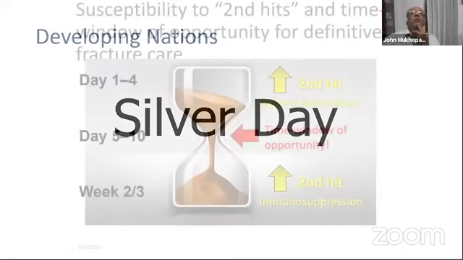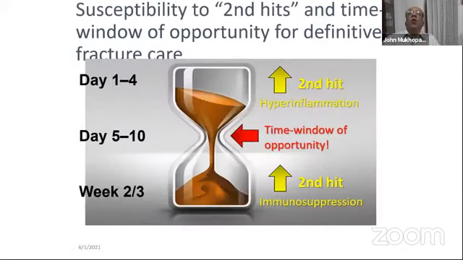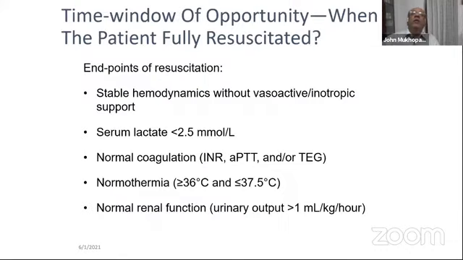There's also a time window which has been worked out in terms of opportunity to do definitive care in these major trauma patients. So I think within the first 3 or 4 days, you have the risk of second hit or hyperinflammation. And then the next 5 days or so is the time window for opportunity. So do your damage control, wait for things to settle down, then go ahead and do your surgery. And then again, you have a stage at 2 weeks or 3 weeks, which you get immunosuppression, and there it may be risky to operate on again.